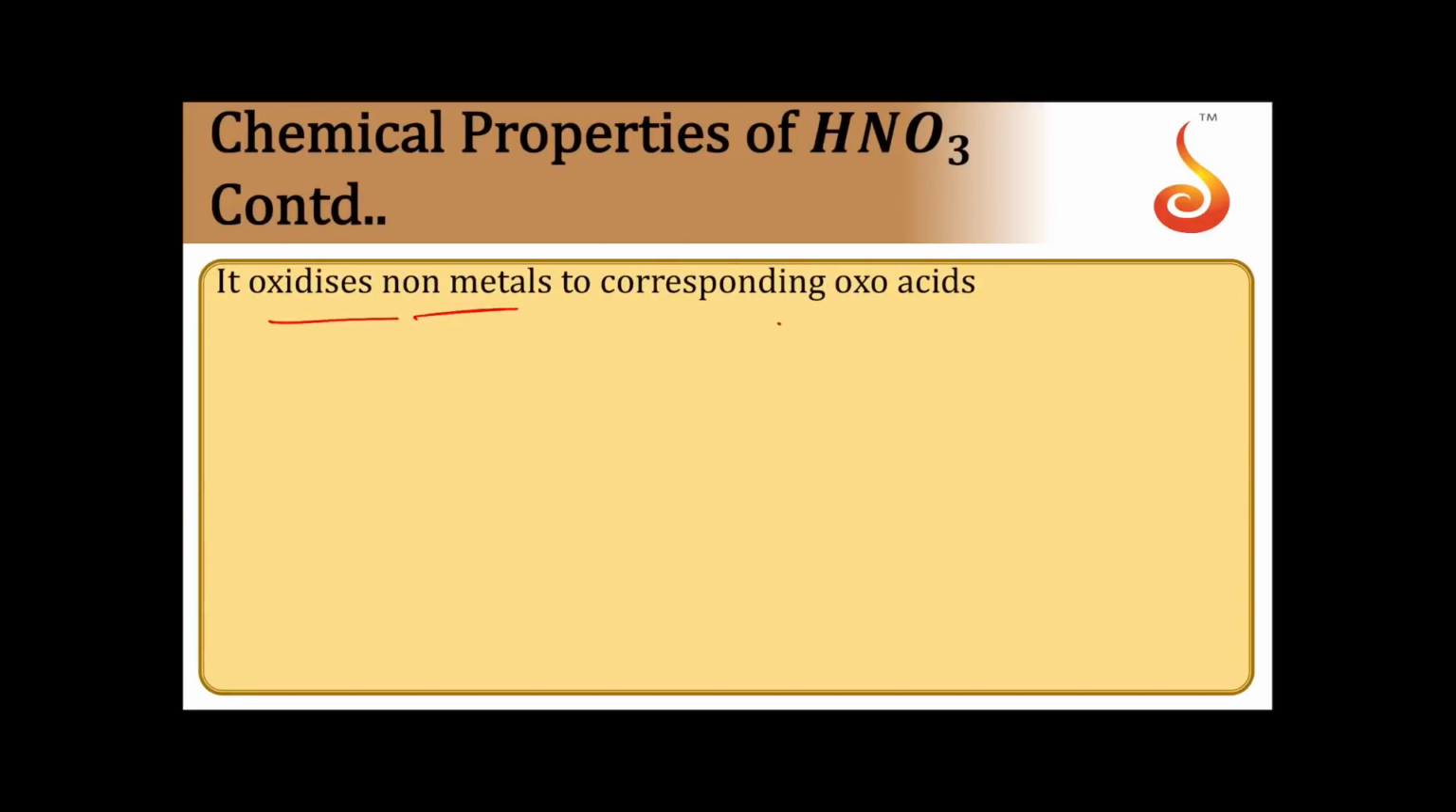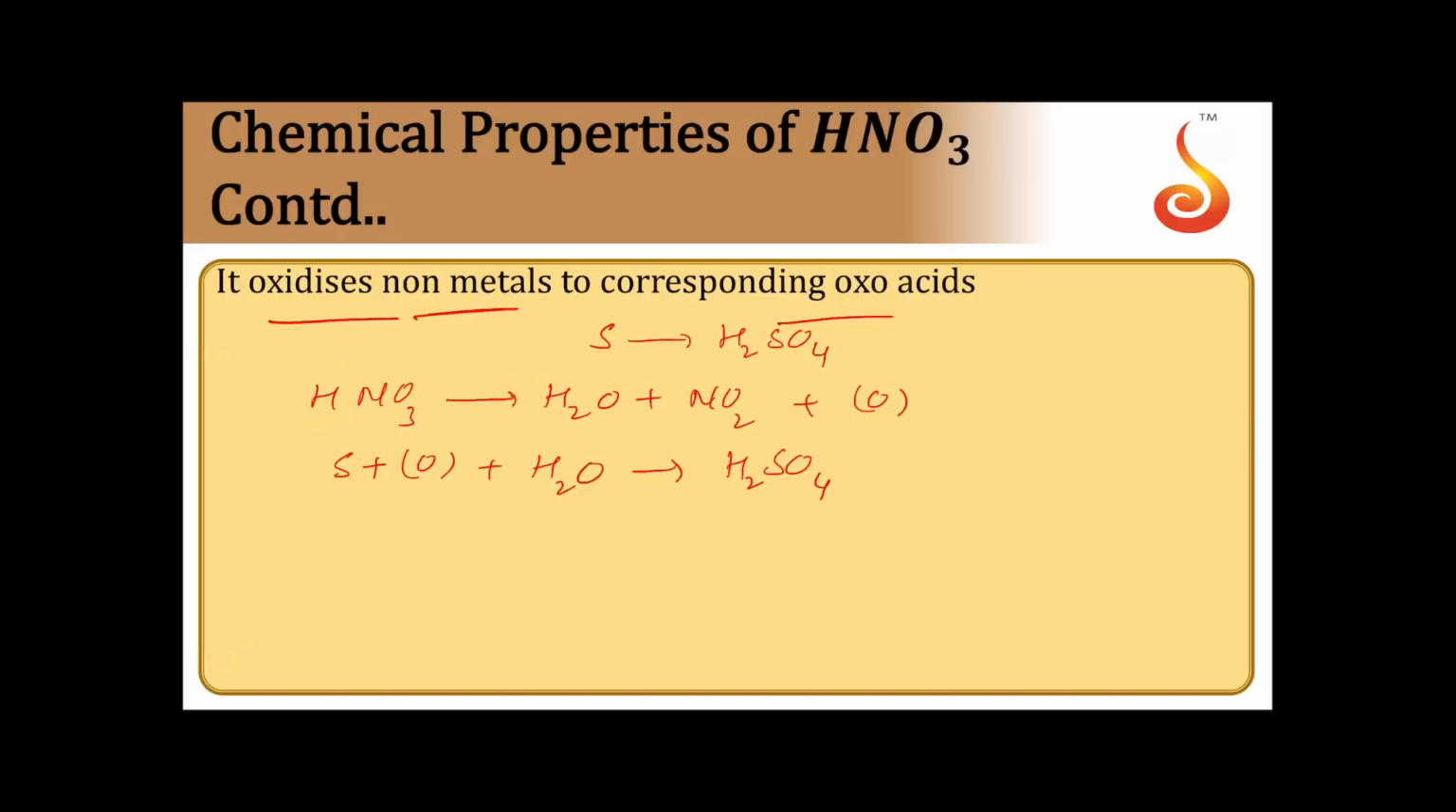It oxidizes non-metals also to corresponding oxo acids. Let us take, for example, sulfur. Sulfur will be oxidized to sulfuric acid, H2SO4. In the reactions, HNO3 gives H2O plus NO2 plus nascent oxygen. The sulfur plus nascent oxygen plus H2O give us sulfuric acid.